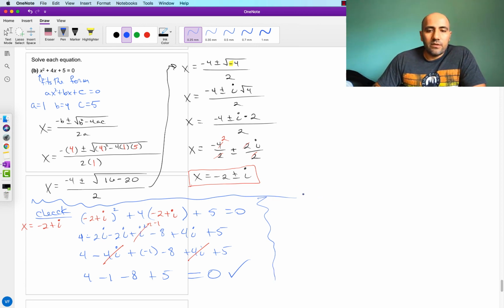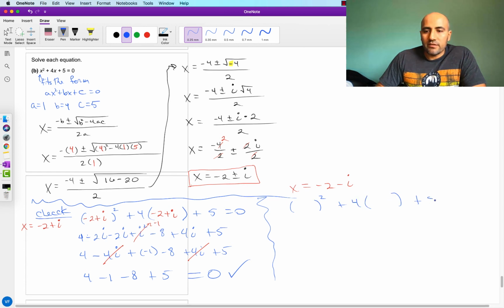Okay, so now let's check the other one. Check the other case where x equals -2 minus i. So again, we have something squared plus 4 times something plus 5. And does that equal 0? Hopefully it does. So we have -2 minus i squared. When we FOIL this one, we'll get -2 times -2, so that's going to be +4.